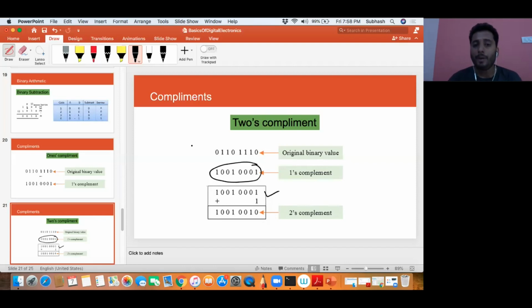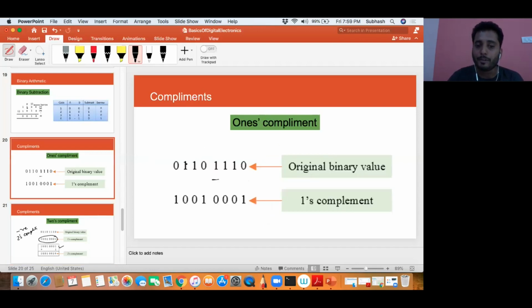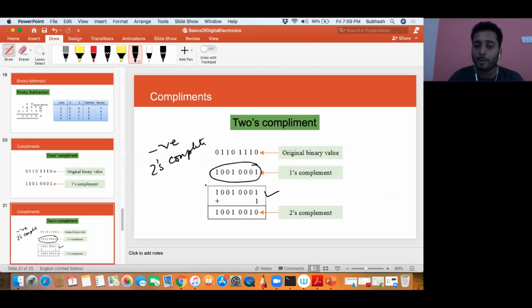Now understand that all computer systems represent negative numbers using the 2's complement method. So it is very important that you understand how to represent negative values using the 2's complement method. The 1's complement is the reverse of the original number's binary value, and adding 1 to that 1's complement gives you the 2's complement.